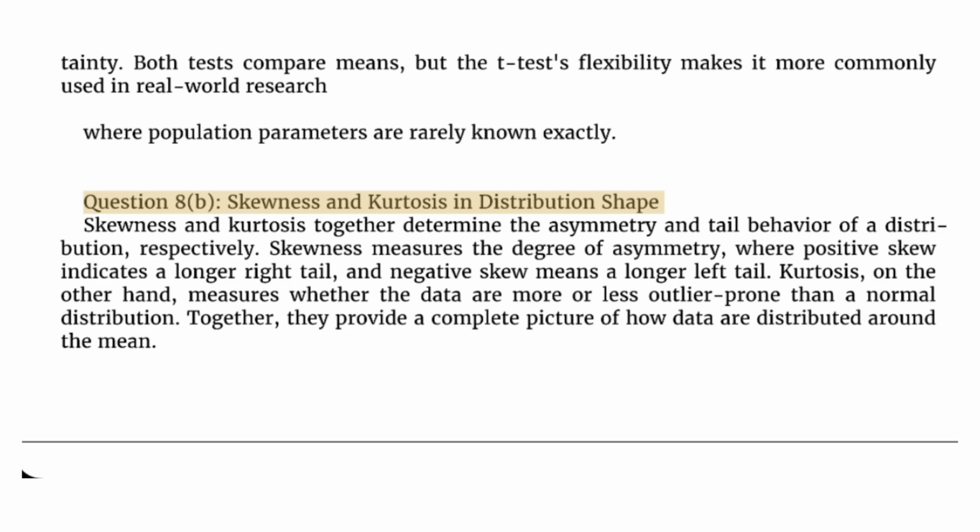Question 8b. Skewness and kurtosis in distribution shape. Skewness and kurtosis together determine the asymmetry and tail behavior of a distribution, respectively. Skewness measures the degree of asymmetry, where positive skew indicates a longer right tail, and negative skew means a longer left tail. Kurtosis, on the other hand, measures whether the data are more or less outlier-prone than a normal distribution. Together, they provide a complete picture of how data are distributed around the mean.